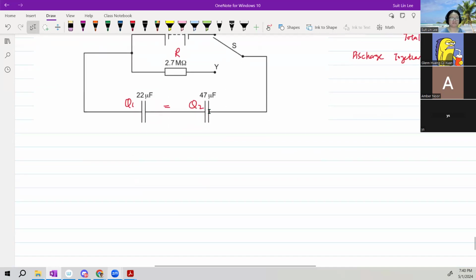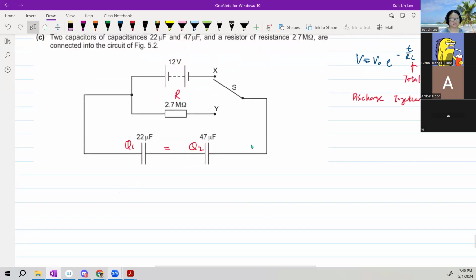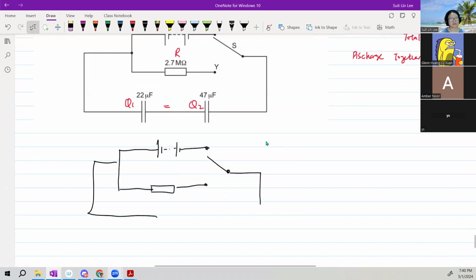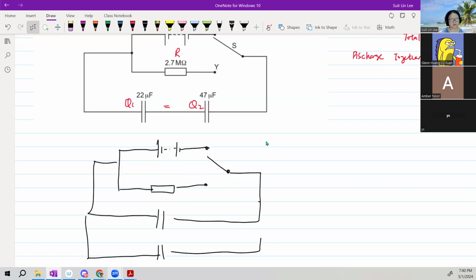Let's say I have the same setting, basically I copy the same circuit, 12 volt here, and I still have my resistor here. My X and Y is still here, my S is here. But the only difference now is I have this in parallel. If I have it in parallel, then when this one is connected, if the 22 wants to discharge, the 22 will discharge like that.